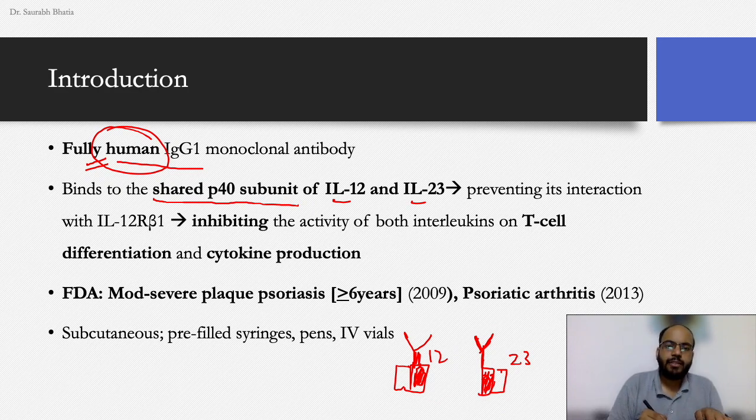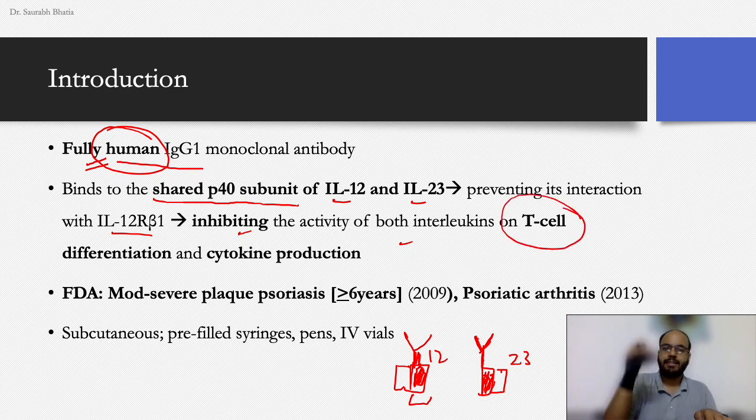When these interleukins are blocked, it prevents their interaction with the IL-12 receptor beta 1, and thus it inhibits the activity of both interleukins on the T cell. Remember that the T cell is one of the most important mediators of psoriasis. If you want further clarification, go back and see the video on the pathomechanism of psoriasis.